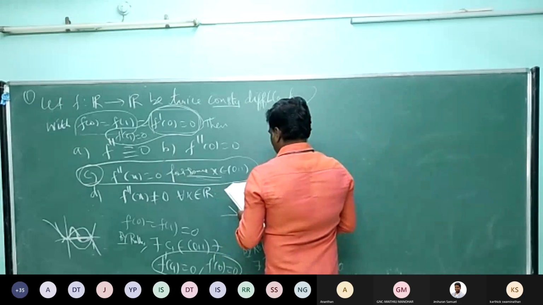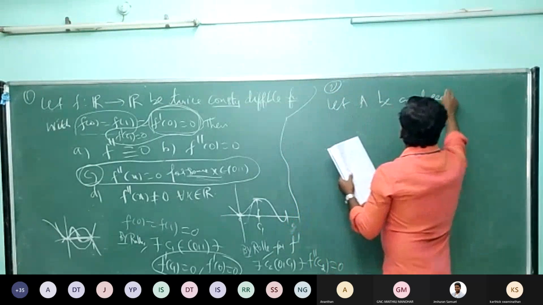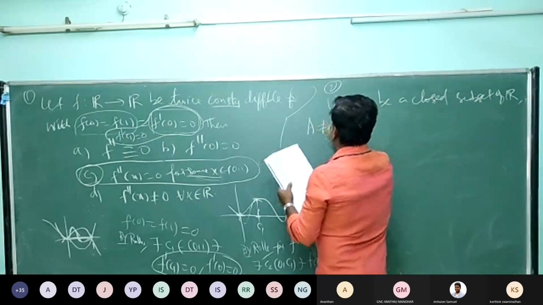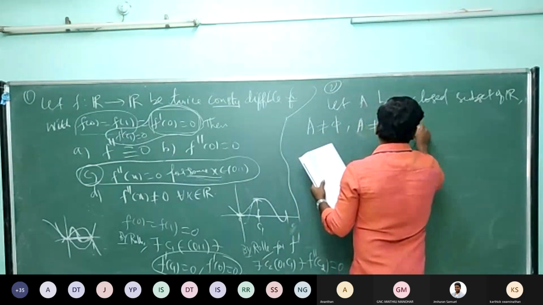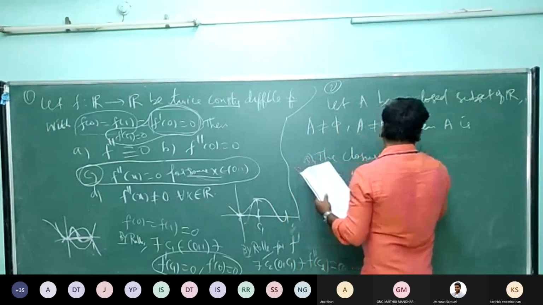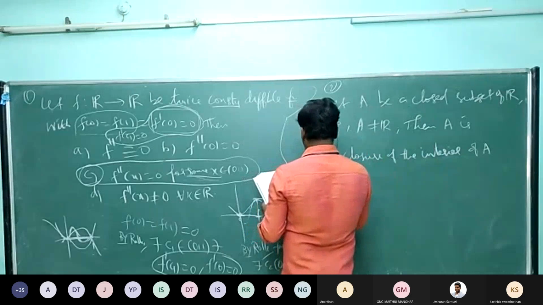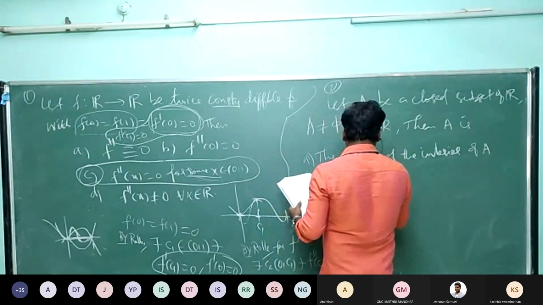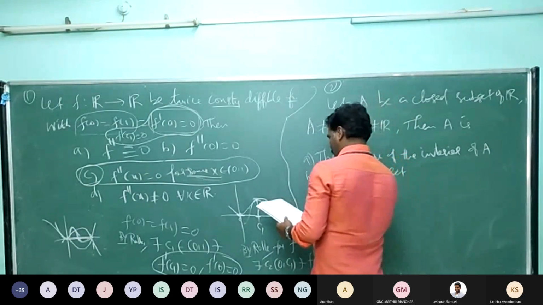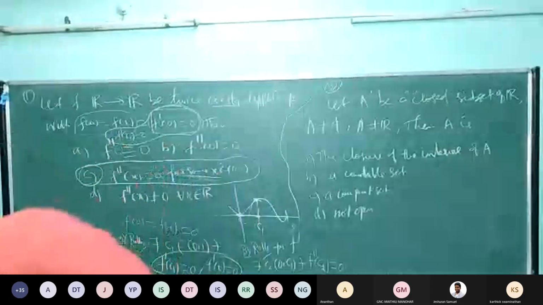Okay, one more problem, then I will start this simple topology. Second question, this is a baby question only. Let A be a closed subset of R, A not equal to empty, A not equal to R. Then A is the closure of the interior of A, a countable set, a compact set, not open. Please explain. Answer, please. Come on.